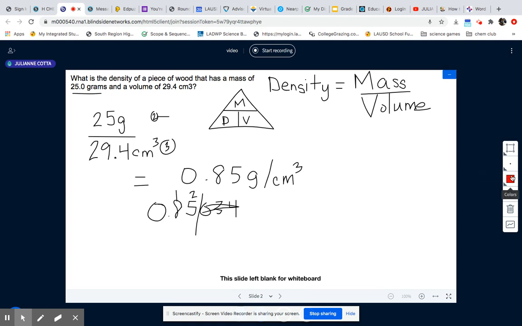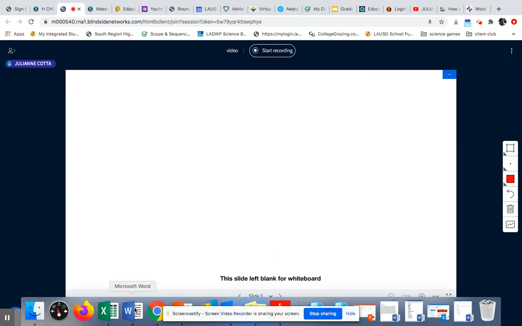So right here, this is my final answer. The density of it is 0.85 grams per centimeters cubed. That's all you need to solve on that one. So let's go to the next slide. Let me copy another problem.